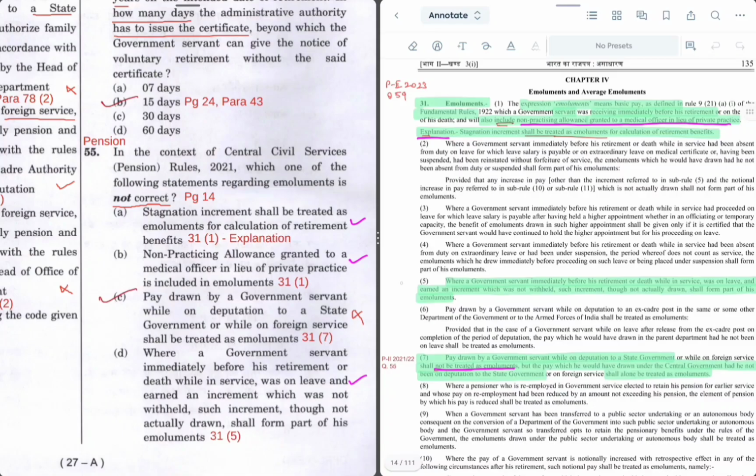You can read in para 5 that immediately before retirement or death, if you earned an increment which was not withheld, though not actually drawn, maybe for any reason, maybe he was on leave or any other reason, that increment will be taken into calculation notionally. So statement 3 is the wrong statement. Let's move on to the next question.